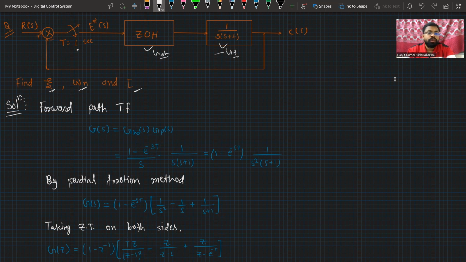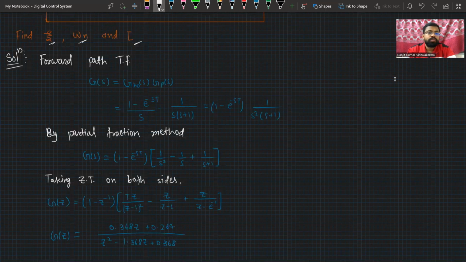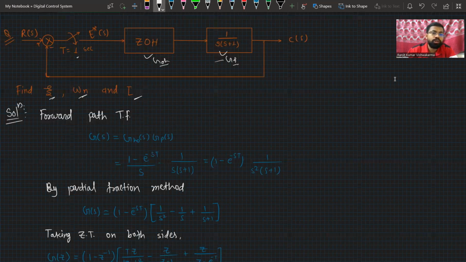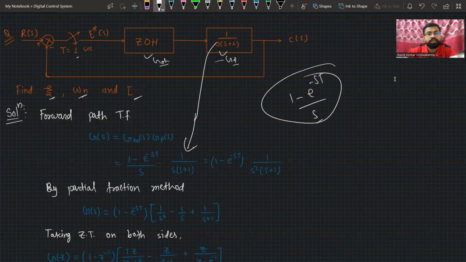First is the zero order hold circuit. What is the transfer function of this? That is (1 minus e to the power minus sT) divided by s, into this term I have written here. The zero order hold equation I have calculated in the lecture first session. You can see there, that is e to the power minus sT divided by s. This is the zero order hold equation.